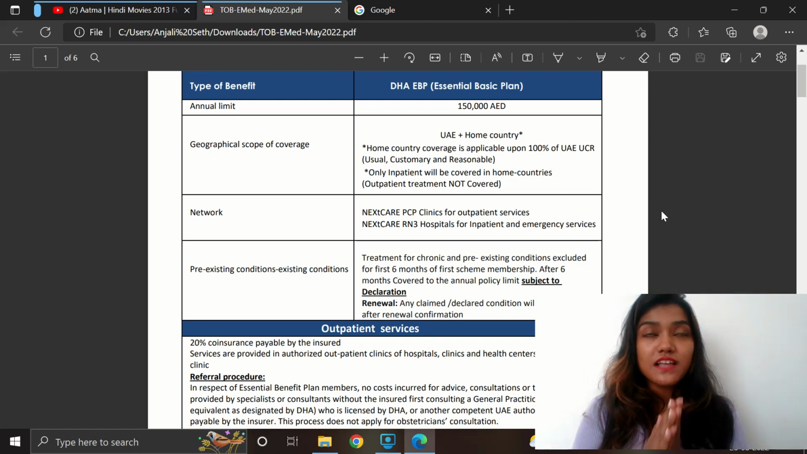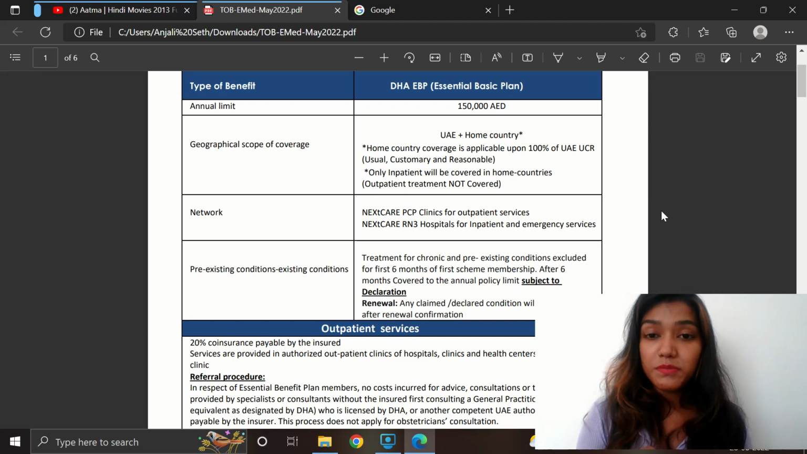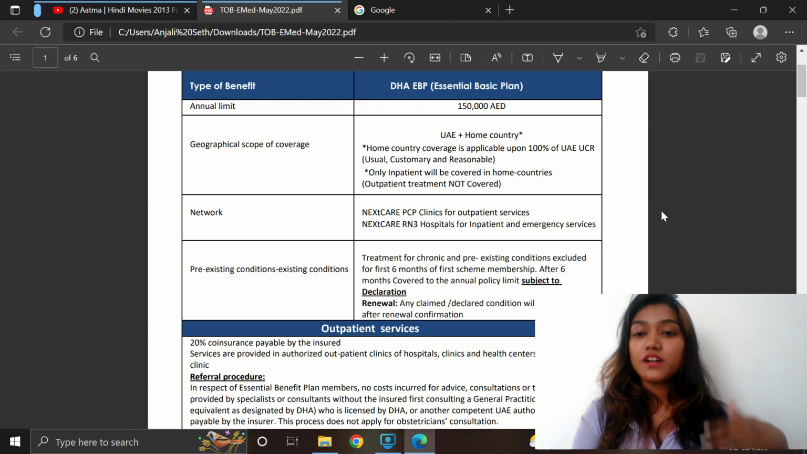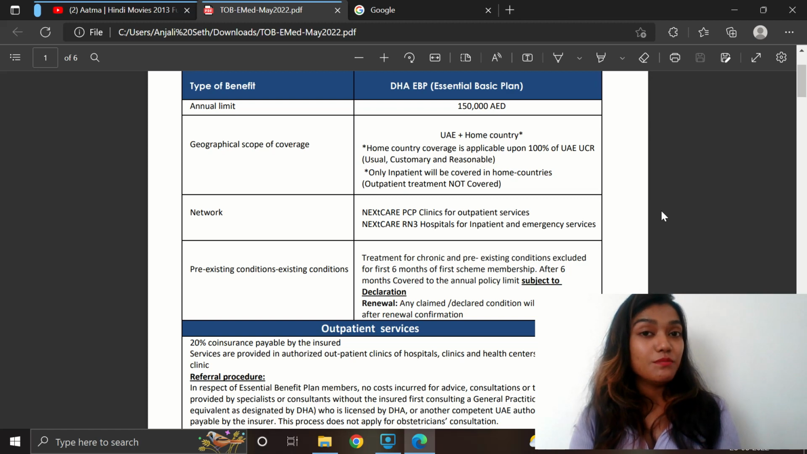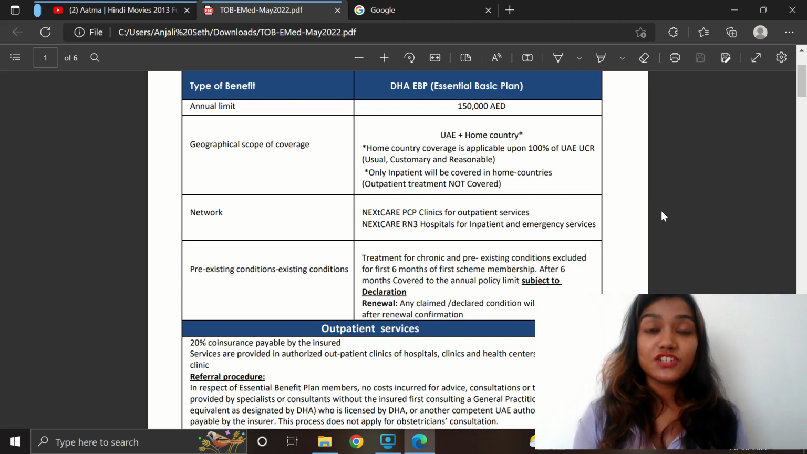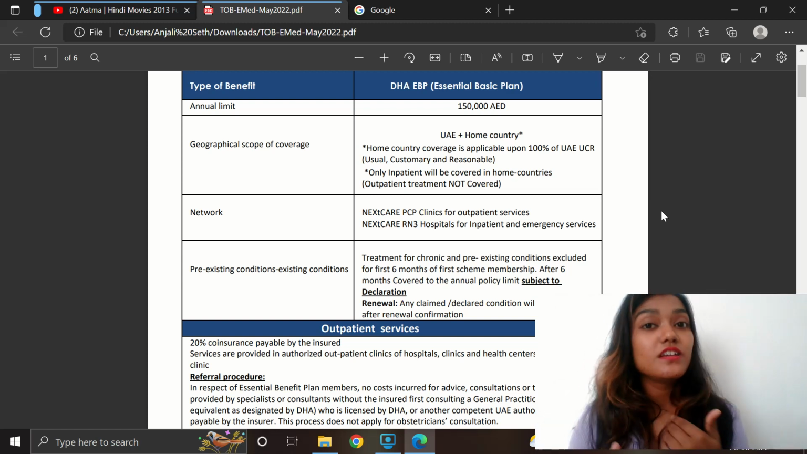First of all, what is outpatient? Outpatient means when you go to your doctor for consultation or diagnostics or physiotherapy or for any other purpose other than hospitalization. That is known as PCP, or outpatient. So you are going for outpatient, not for hospitalization. Everything other than hospitalization is covered under outpatient. Now what is inpatient? Inpatient means hospitalization, meaning the patient is in the hospital, and every bill related to that will be covered under inpatient.